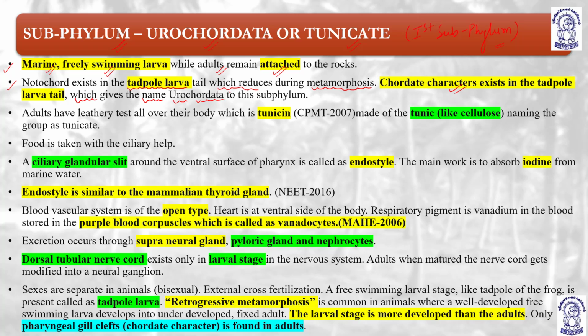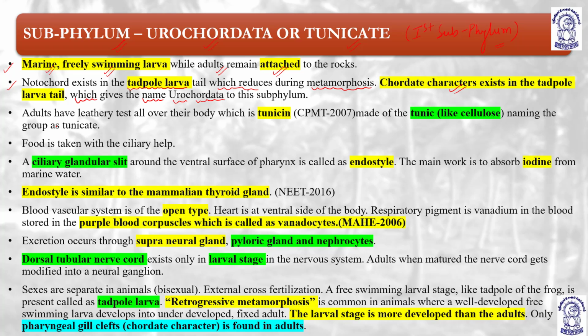The chordate features are just in the terminal position of the body, that is the tail part. The notochord is present but in the tadpole larva tail, which reduces during metamorphosis. Metamorphosis means when it converts into an adult, the notochord will disappear, it will reduce. Chordate characters exist only in the tadpole larva tail. That is why the name is given Urochordata or the tunicates.